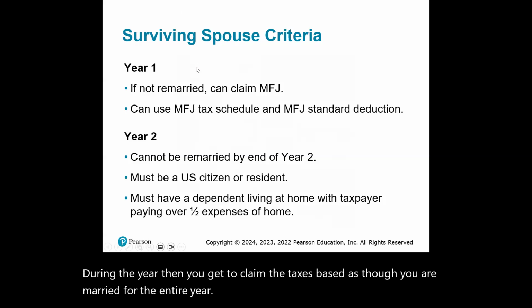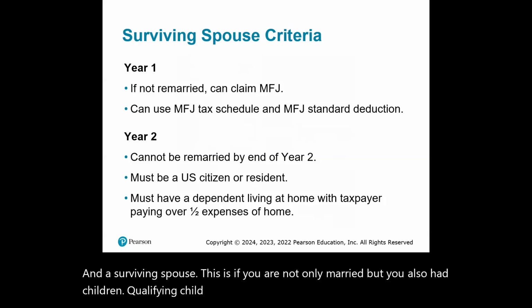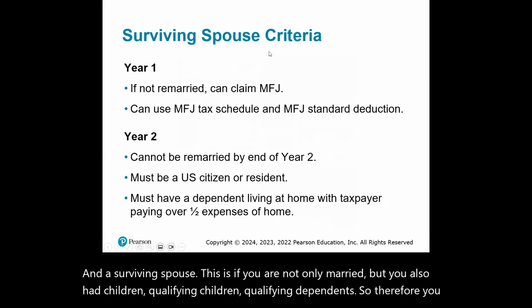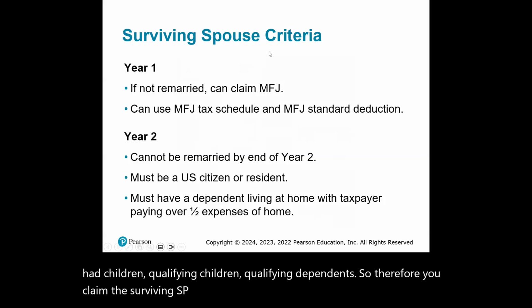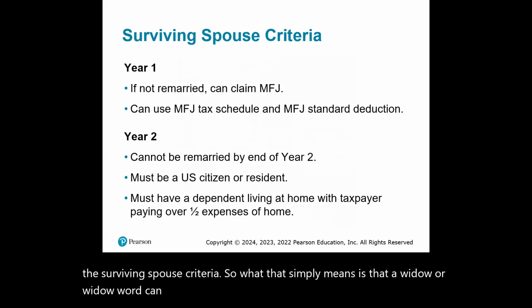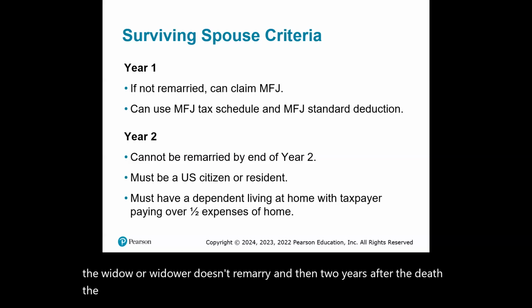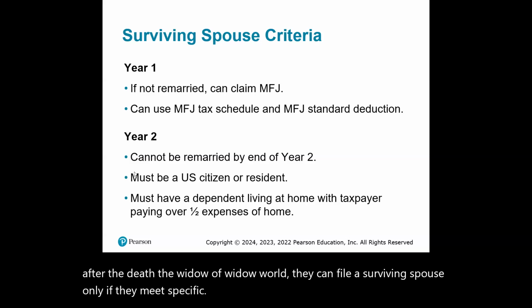And a surviving spouse, this is if you were not only married, but you also had children, qualifying children, qualifying dependents. So therefore, you claim the surviving spouse criteria. So what that simply means is that a widow or widower can file a joint return for the year that his or her spouse dies if the widow or widower doesn't remarry. And then 2 years after the death, the widow or widower can file as a surviving spouse only if they meet specific conditions.